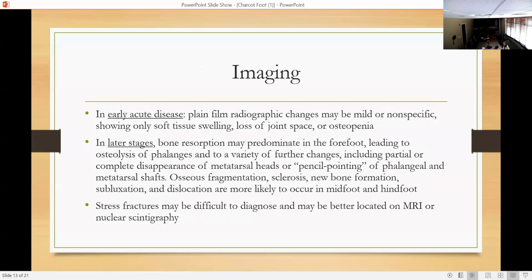In the early acute disease process, this is kind of reiterating one of my other slides. That first one is sort of the same thing. Later stages, though, you may see resorption findings in the forefoot. Can lead to osteolysis of the phalanges, a variety of further changes, including partial or complete disappearance of the metatarsal heads. They call that pencil pointing. You can see fragmentation, sclerosis, new bone formation, subluxation, sometimes dislocation. And again, stress fractures might be a little difficult to diagnose and may be better located on an MRI or a nuke scan rather than the normal x-ray. Next slide.